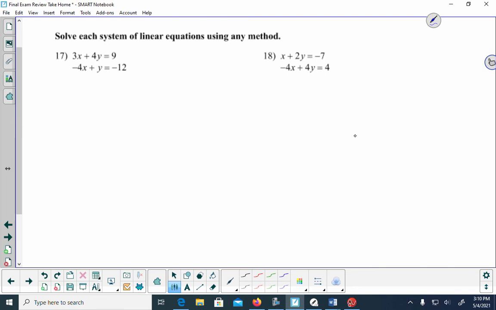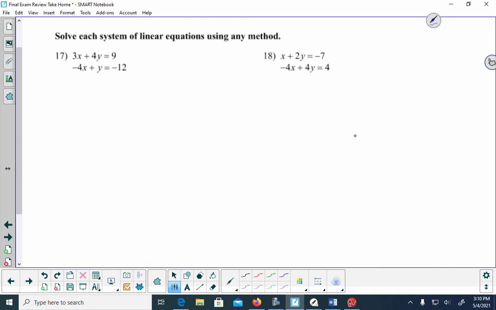So number 17 says solve the system of linear equations using any method. If it says any method and it's on multiple choice, then I am going to use my calculator all day long. I'm perfectly honest. My favorite way to do it on the calculator is the reduced row echelon form.